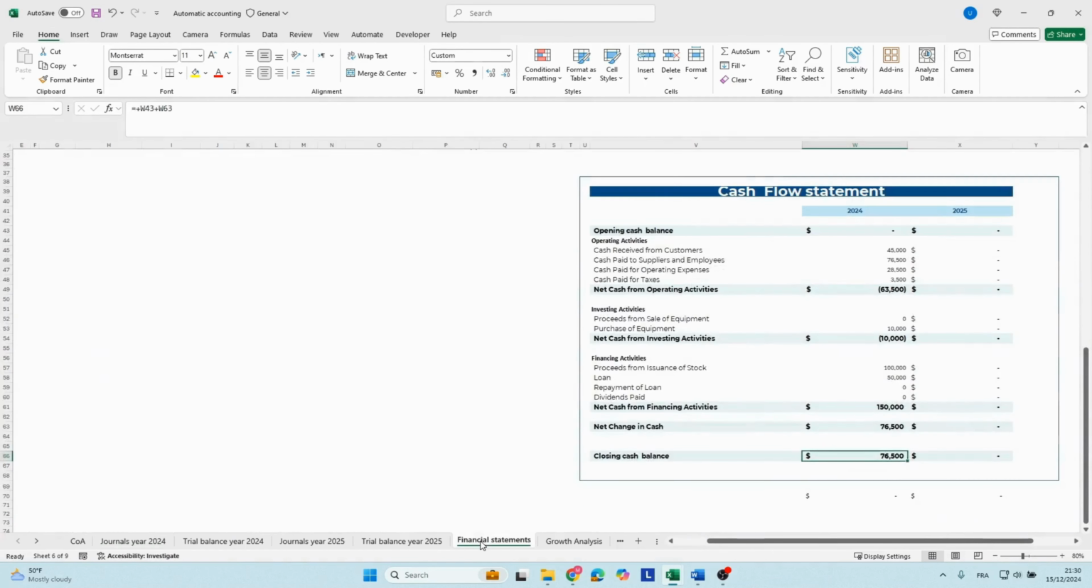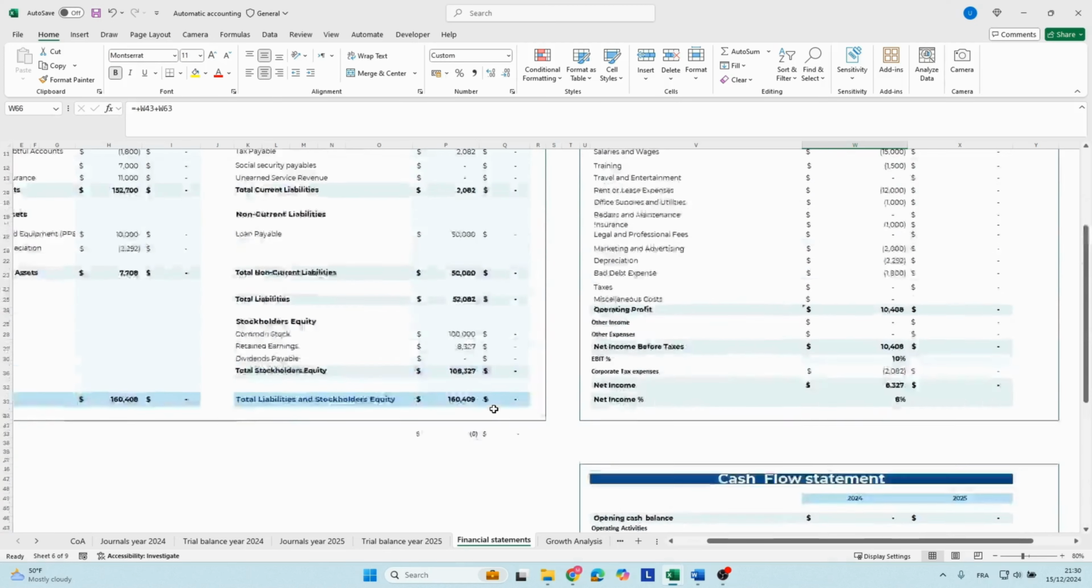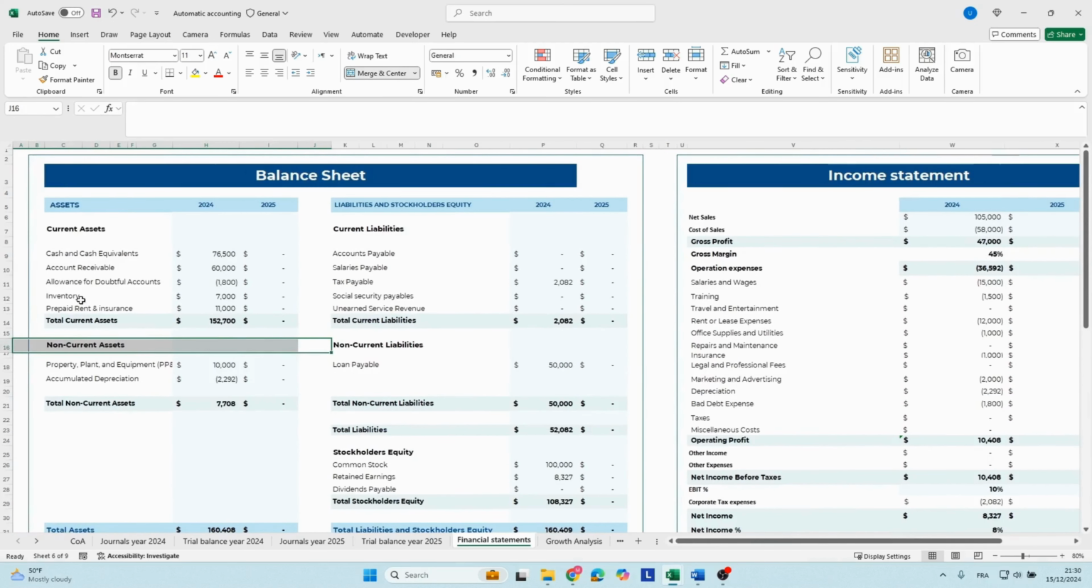Now we're back to the financial statement. You see that cash and cash equivalent at the end of the year is 76,500, and in our balance sheet the account is 76,500. So this is one of the ways to check the financial statement for the company.